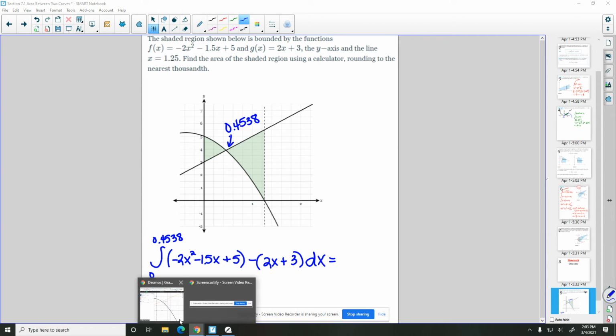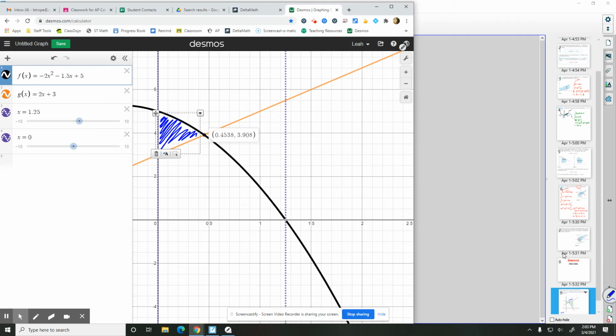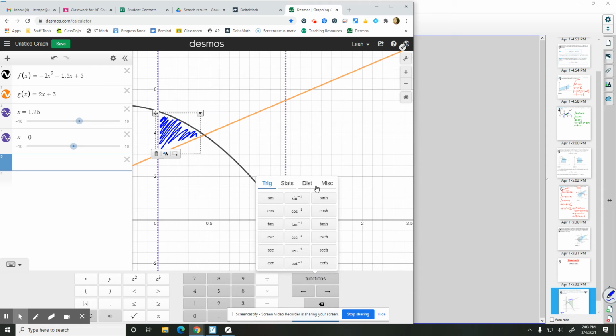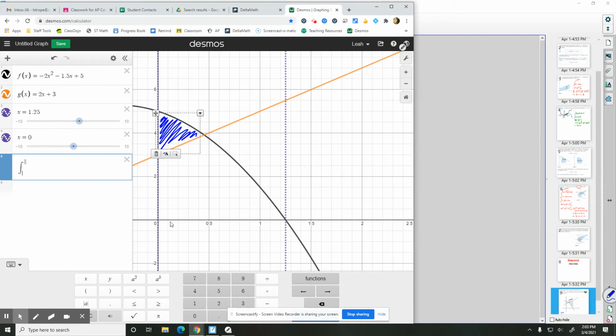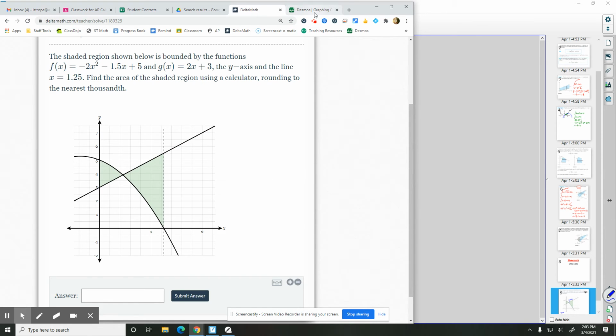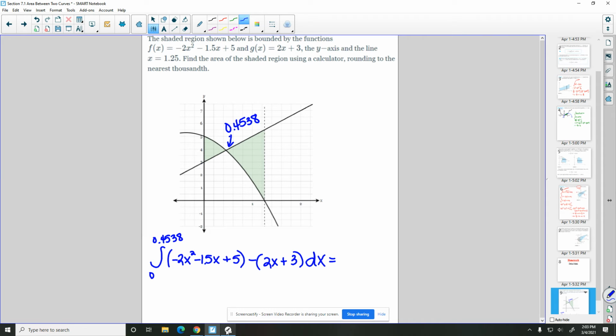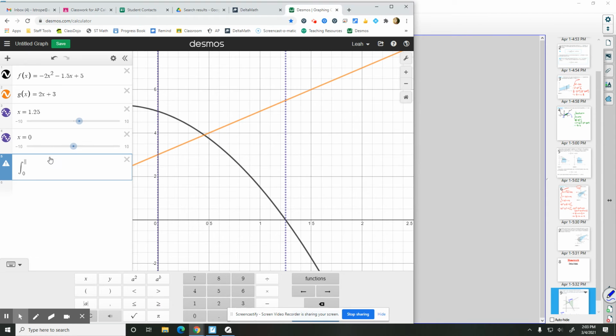Now, did you know that you can actually do antiderivatives if there's an interval? You can do that in Desmos. So you can do your little antiderivative from 0 to 0.4538, and you can type your equations in.